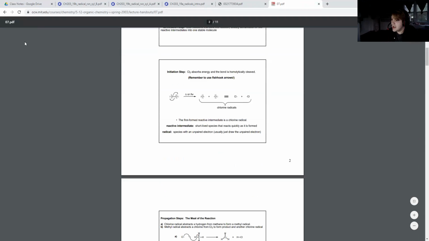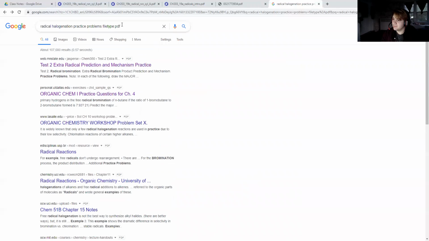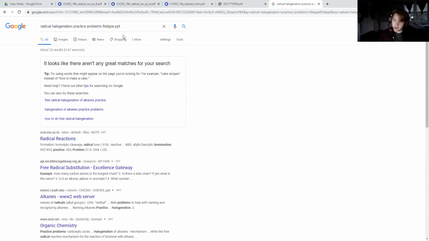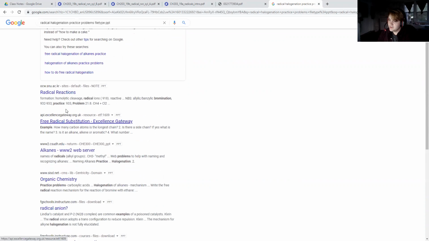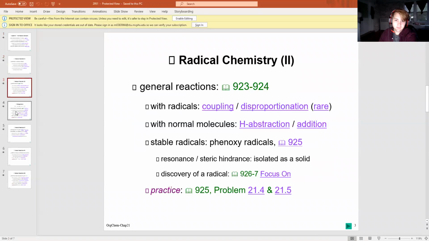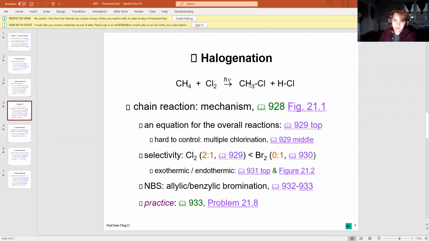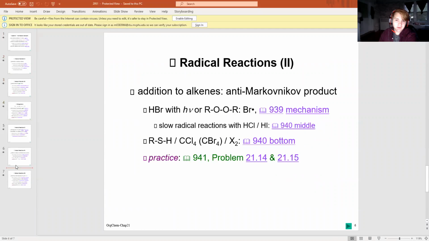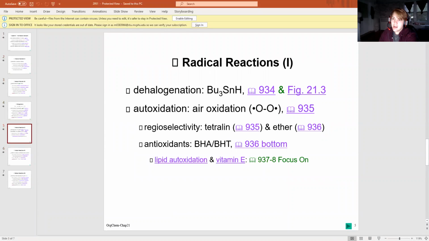Use this in order. Another thing you can do is, instead of PDF, type in PPT for PowerPoint, and this will show you, here's a PowerPoint on radical reactions, so you can open this and download it to learn more about what's going on. Here's another thing. Use this as you will.